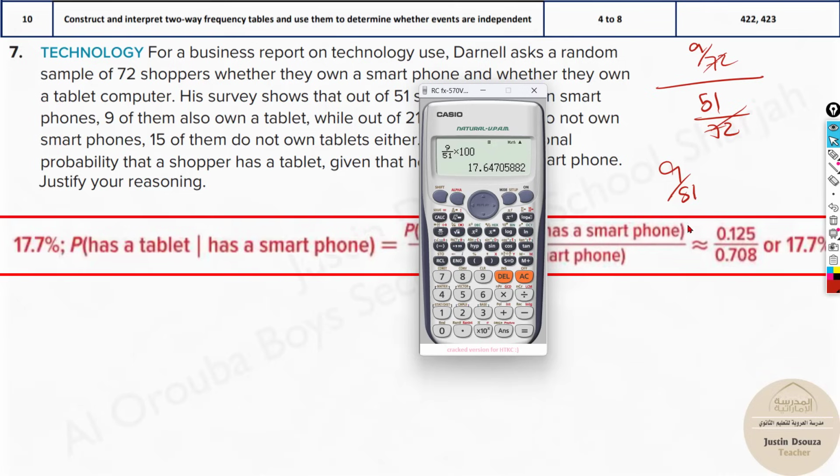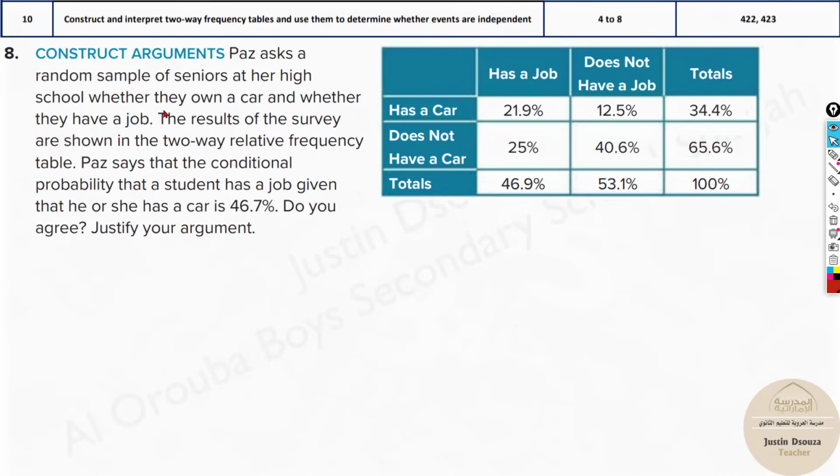That is much more accurate. Paz asks a random sample of seniors at a high school whether they own a car and whether they have a job. The results of the survey are shown in a two-way frequency table. Paz says that the conditional probability that a student has a job, given that he or she has a car, is 46.7%. Do you agree? So we need to just check this answer.